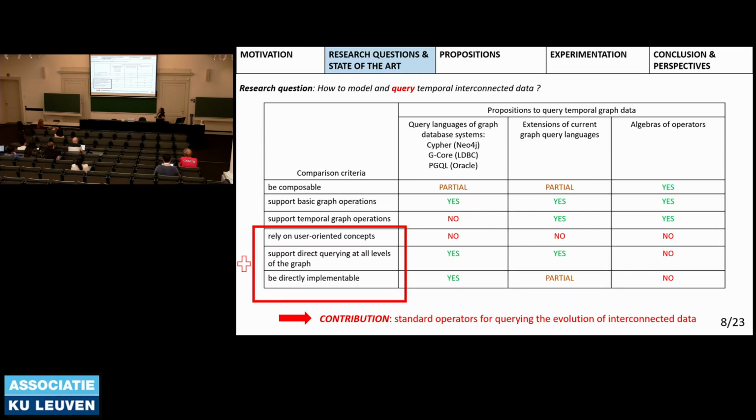Existing solutions based on the snapshot model do not allow us to do so. And finally, a solution must be directly implementable in a technical environment to facilitate their use. So as we can see on this table, no existing solution covers all 6 criteria we mentioned before. So our contribution consists in proposing standard operators for querying the evolution of interconnected data, and that covers all these 6 criteria.